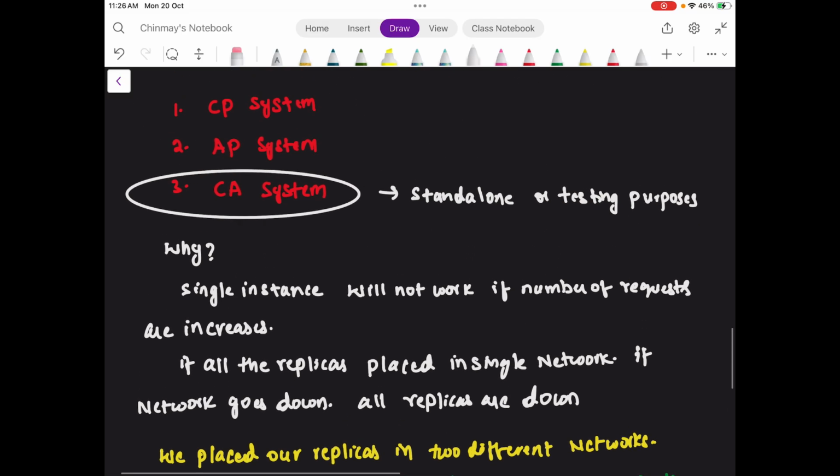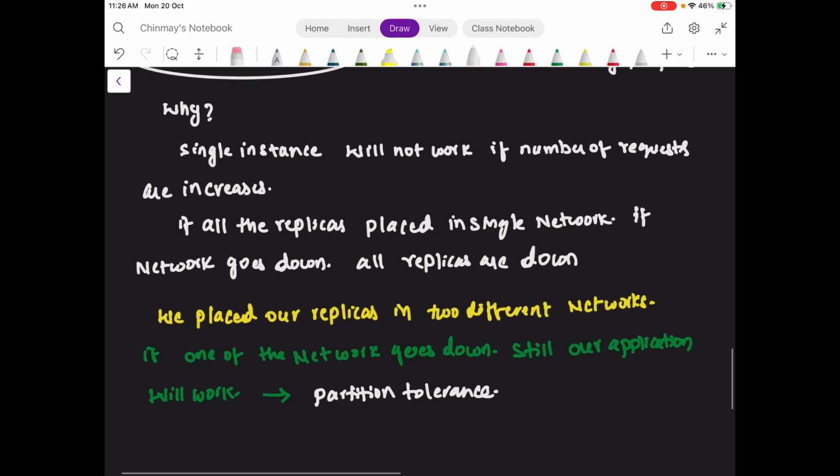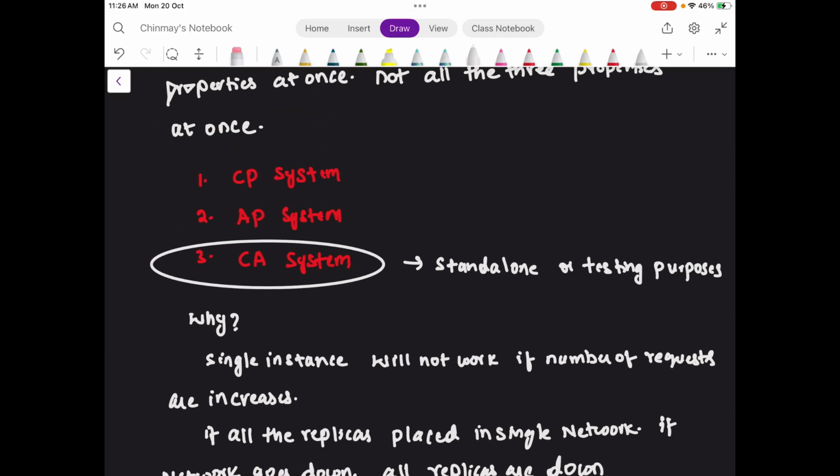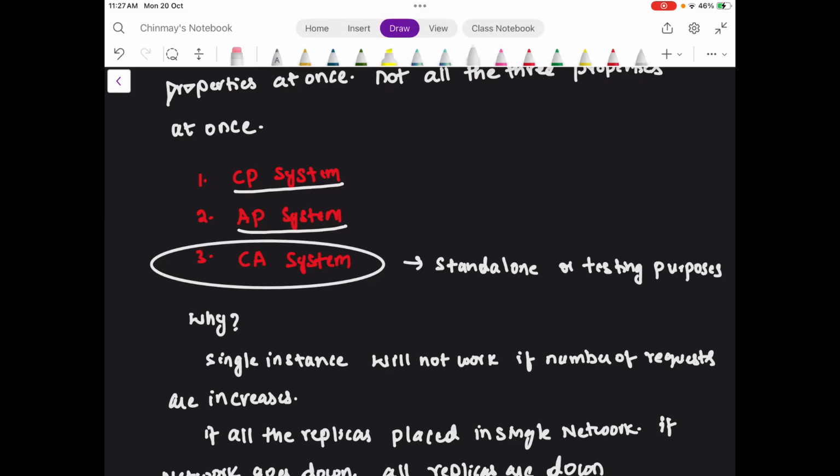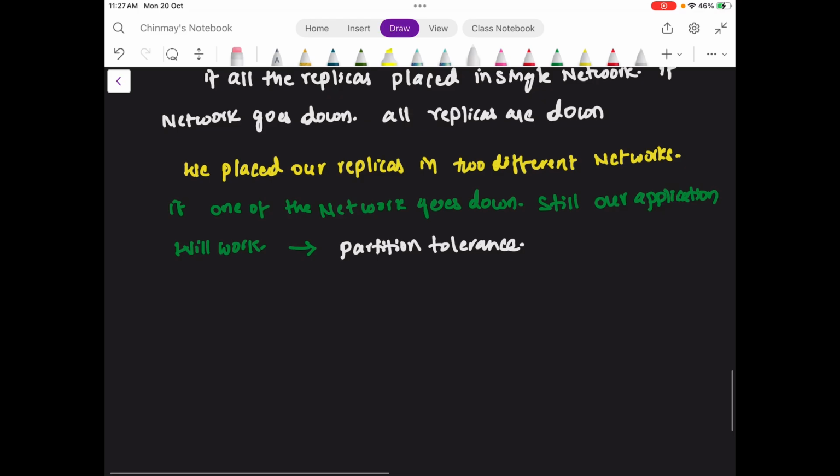That means when we have partition tolerance, according to the CAP theorem, we have either a CP system or an AP system in production. Generally CA systems are not used in production. Where do we use CP systems and where do we use AP systems? Let's discuss the examples. First one, CP system.